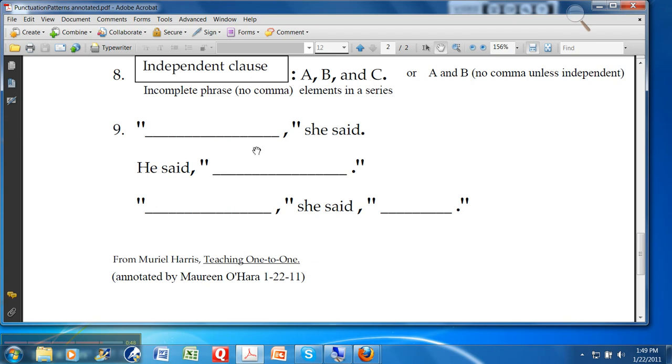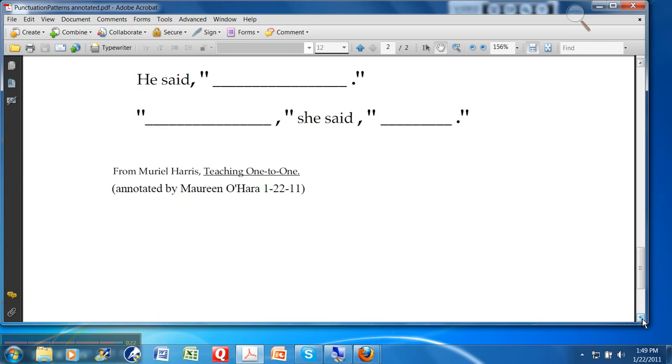These last two examples are with quotes, and with quotes we use a comma before we put in the close quote, and same thing over here, we put in the period before we put in the close quote. If we have two phrases together that are in quotes, then the comma goes inside the quotation mark here, and the period goes inside the quotation mark here. So this is taken from Muriel Harris, Teaching One-to-One.